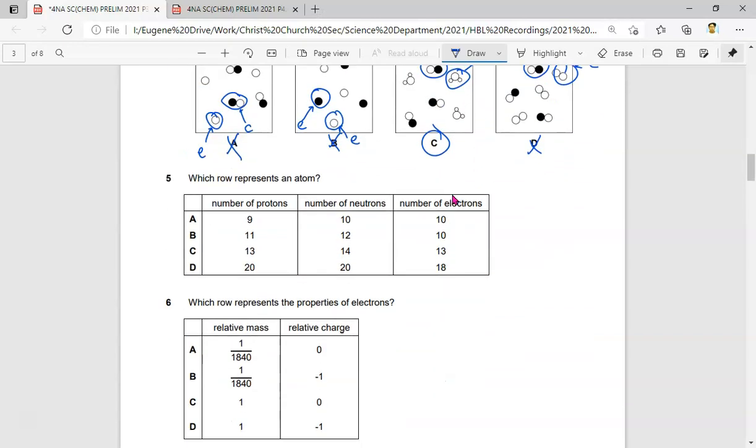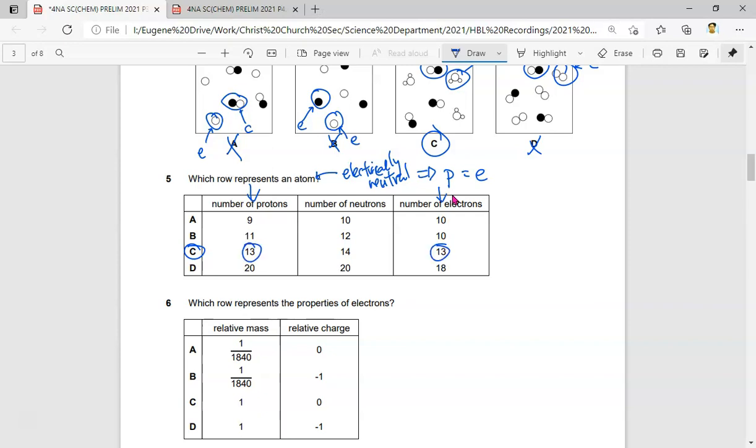Okay, next. 5. Which row represents an atom? For it to be an atom, the key concept is it should be electrically neutral. Which means that the number of protons must be equal to the number of electrons. As such, the only answer left is C. I just need to focus on this row and this row. Make sure the numbers are the same. So 13, 13. Therefore, C is the answer.